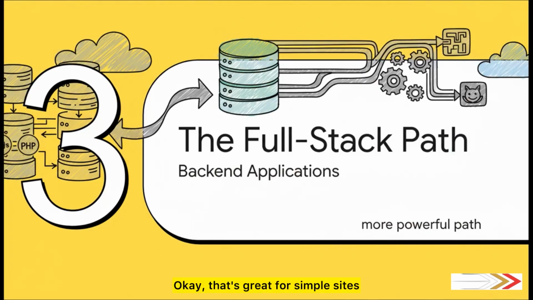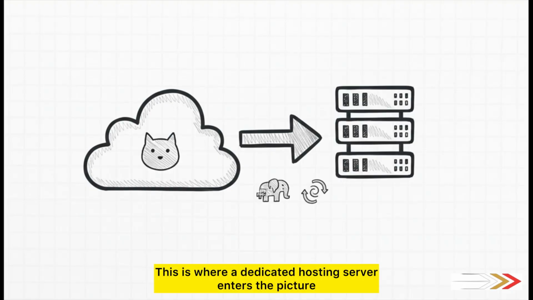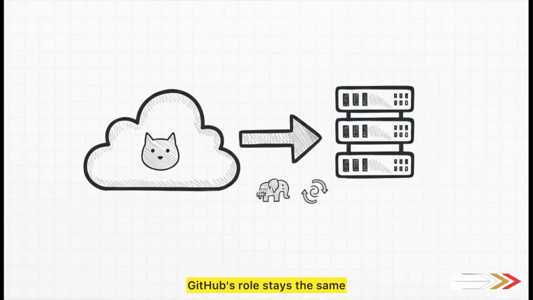Okay, that's great for simple sites. But what if you've got something more complex? An app with a backend, a database, the whole shebang. Well, for that, we need to talk about the full stack path. This is where a dedicated hosting server enters the picture. GitHub's role stays the same. It's still home for your code. But now, we're going to set up our server so it can pull the latest version of your code directly from GitHub whenever you want.